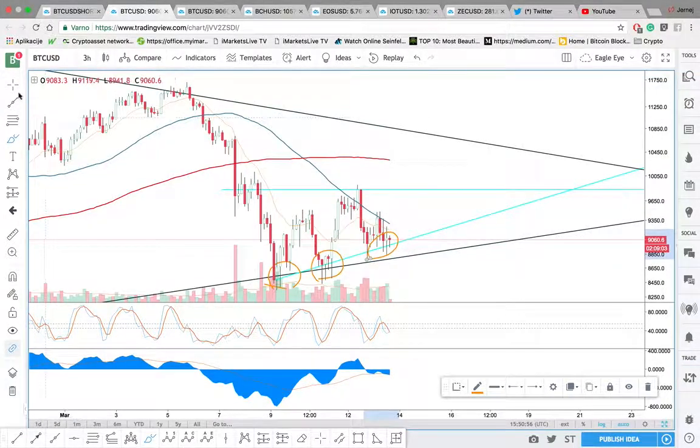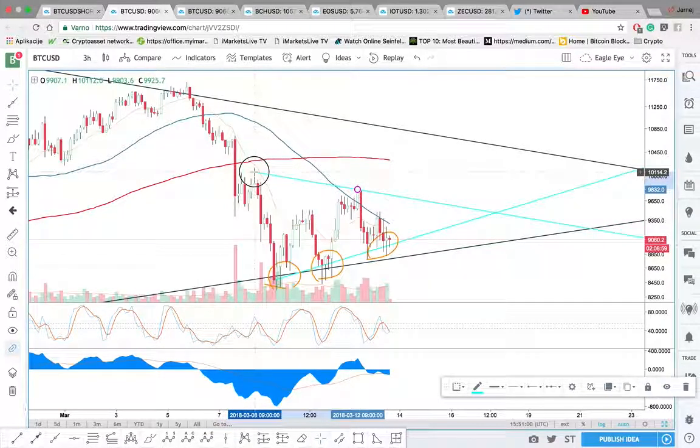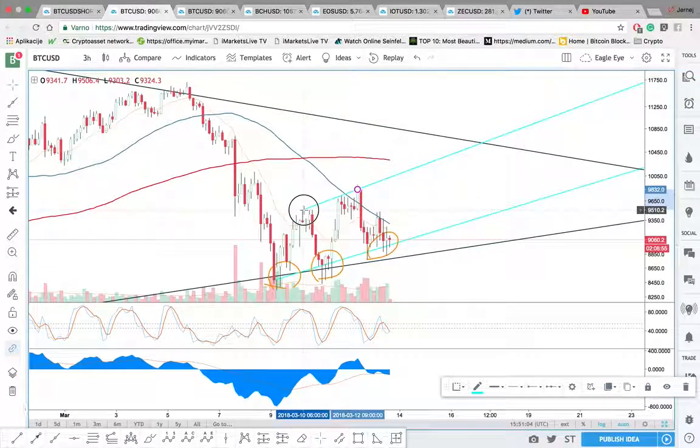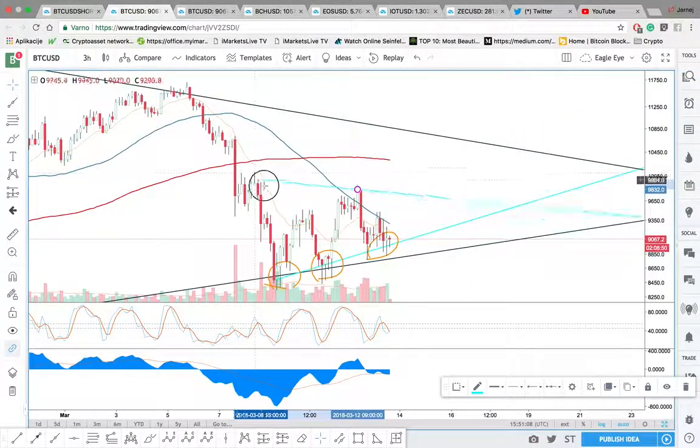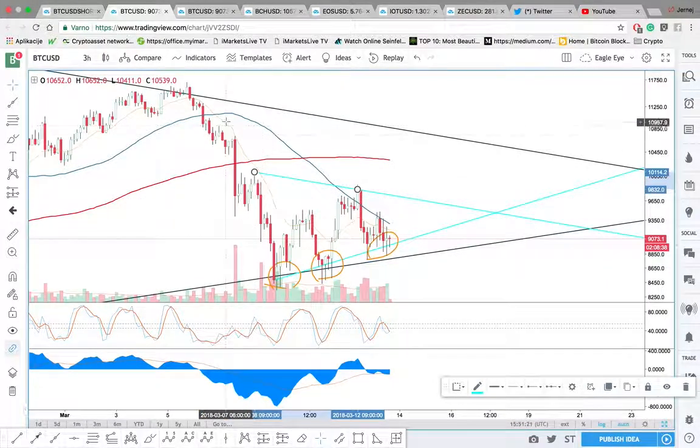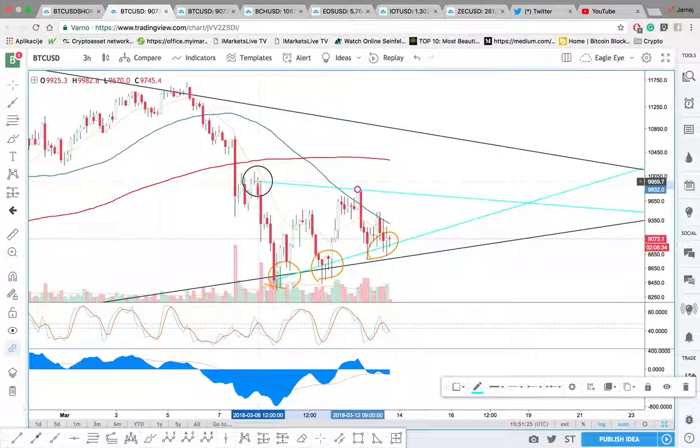So then for this line, you could say it's like this. Definitely you could put it like that. You could put it like this. It's like a channel. But I think we'll just have to observe what's going on. I kind of like this one because it's from this previous swing high. So this one kind of works nice, to be honest.